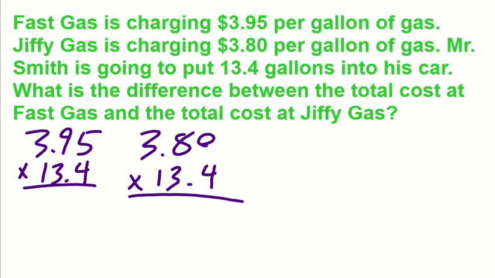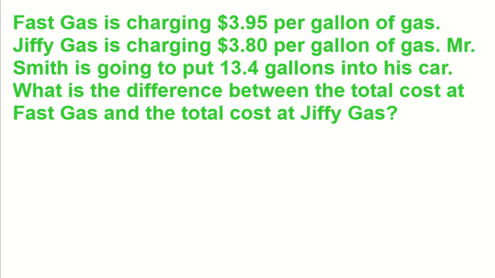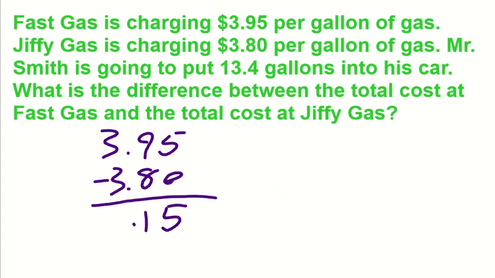The other way to do this does the same type of math, just in a different order. So if you subtract first, you get the difference per gallon, not times. So our difference per gallon is 15 cents. Then I can take the 13.4 and multiply by my 15 cents.